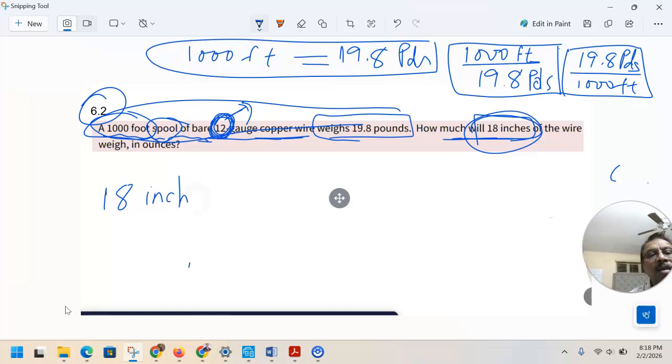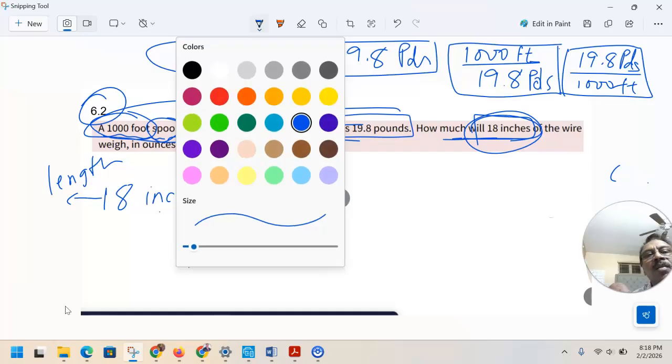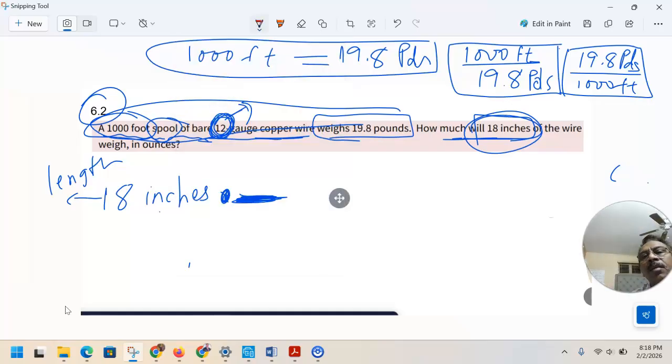So this is 18 inches. Now you have to multiply by the conversion factor, I call it, or the rate. The rate now, because it is inches, and this is the length, right? This is the length. So which would be the better option here? Is this better or is this better?